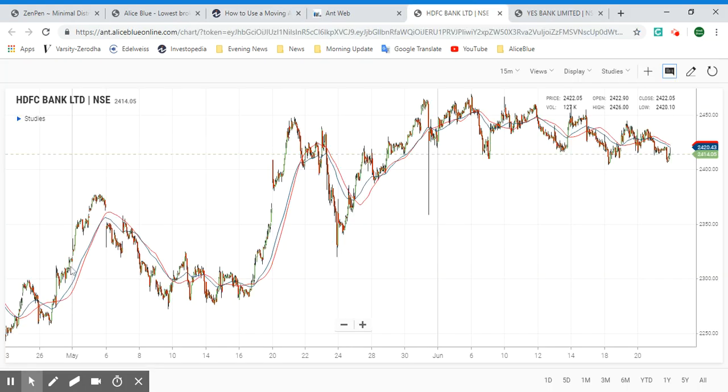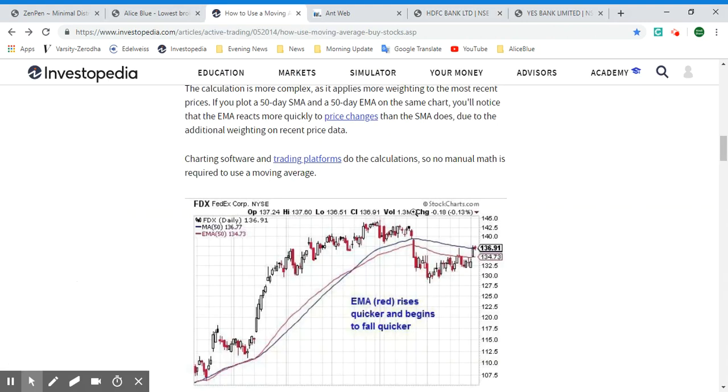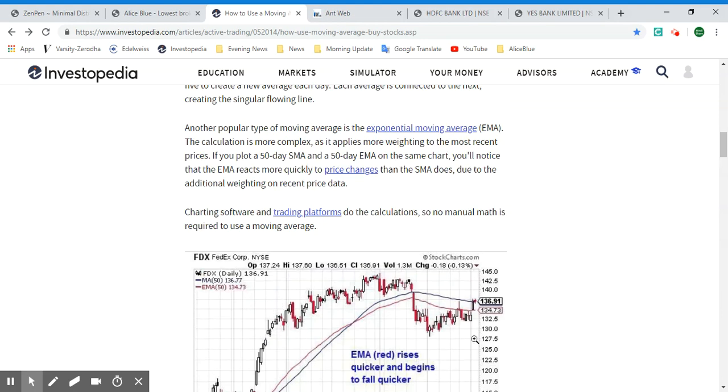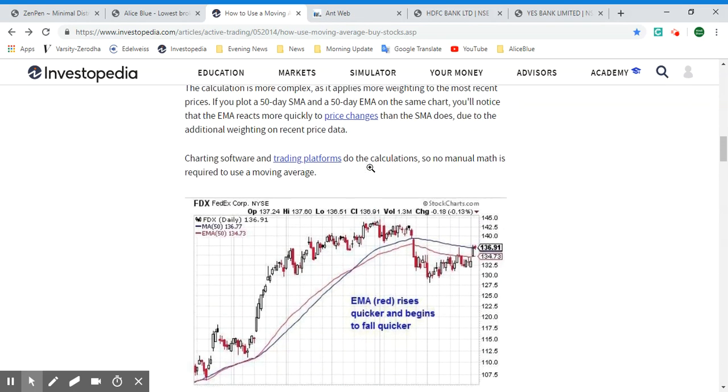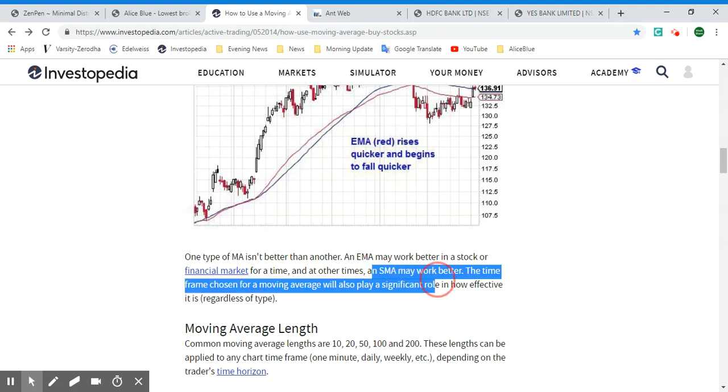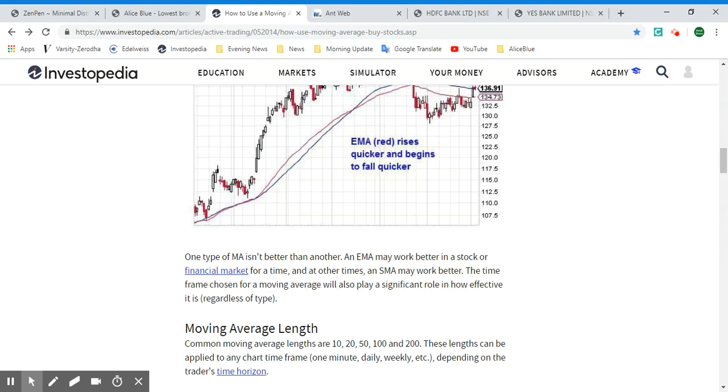Since we use charting software and trading platforms, we don't actually have to do the math or know the exact calculations or the equations for the exponential moving average or the simple moving average. So now both of them are pretty much equal. One type of moving average isn't better than the other. An exponential moving average may work better in a stock or a financial market at a specific time, and at other times, a simple moving average may work better. So it depends on the time frame chosen for the moving average. This will play a significant role.